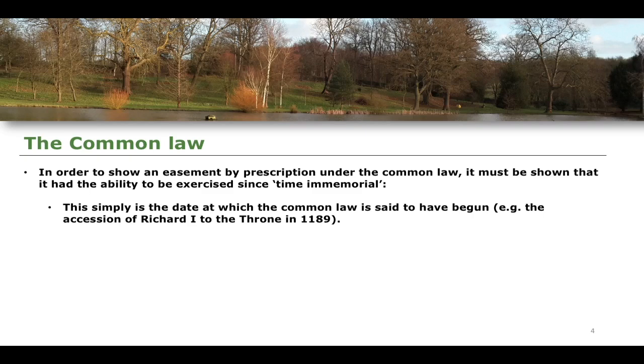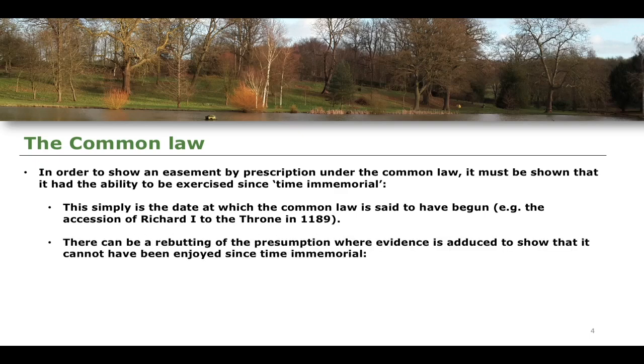Now, the common law obviously developed quite slowly, but we would suggest that the ascension of Richard I to the throne in 1189 and the Angevin Empire that was created is really in and around where the common law is created. Obviously, it has traditions all the way back into Anglo-Saxon legal systems. It has little traces and touches from the Roman law, but we suggest here that time immemorial is the time at which the common law begins, which is 1189. Okay, so in order to satisfy that an easement can be implied through prescription, it must be shown that it had the ability to be exercised since 1189.